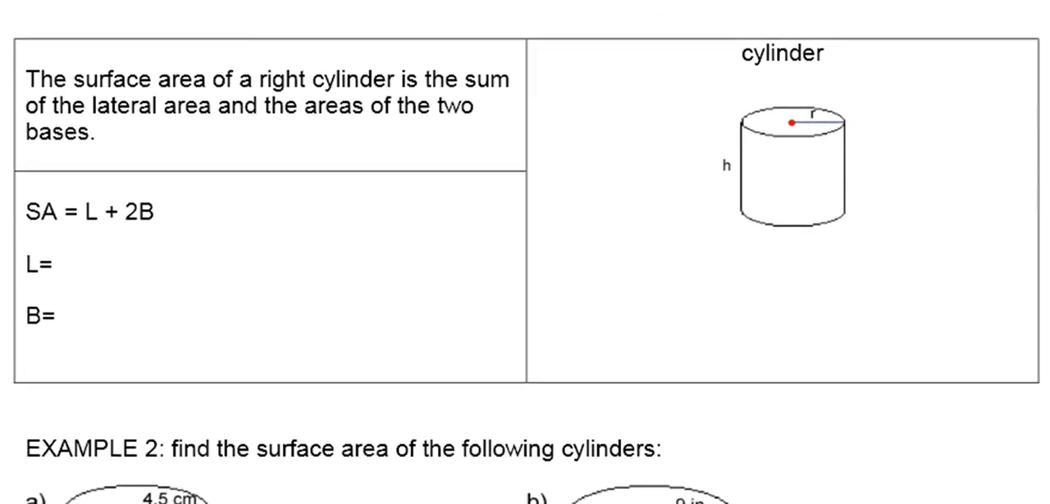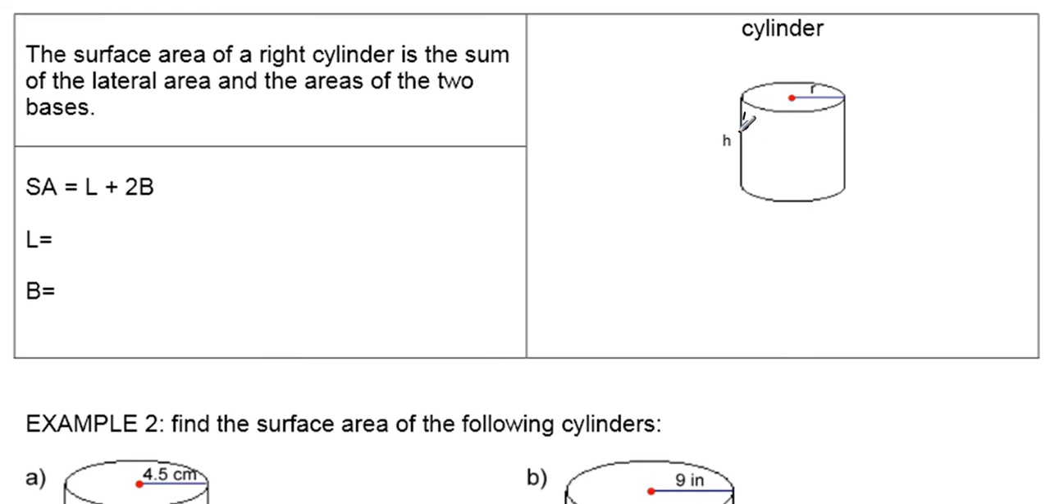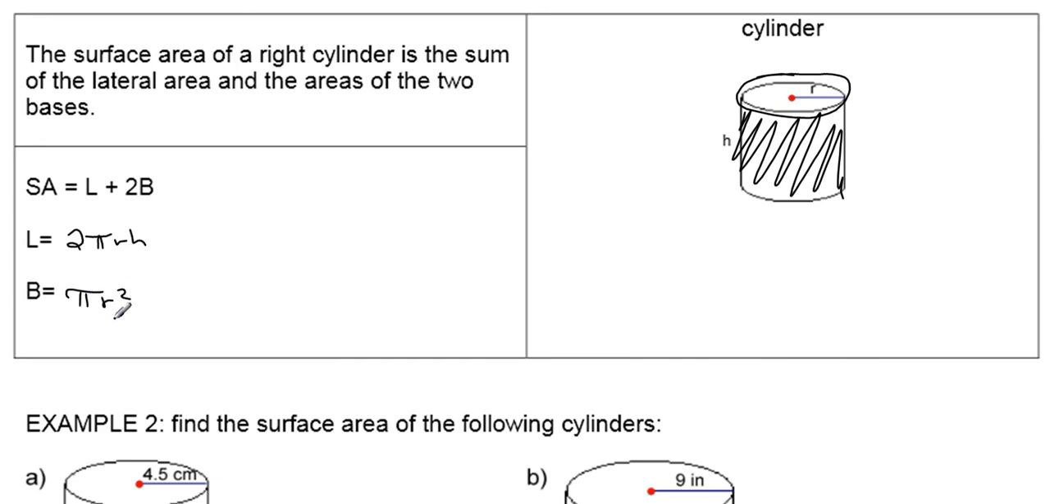So then to find the surface area, we're going to take the lateral area, which is this portion right here, and then add to it the area of our two bases, which are circles. So the lateral area is 2 pi r h added to the base area, and the area of the base is a circle, so pi times radius squared.